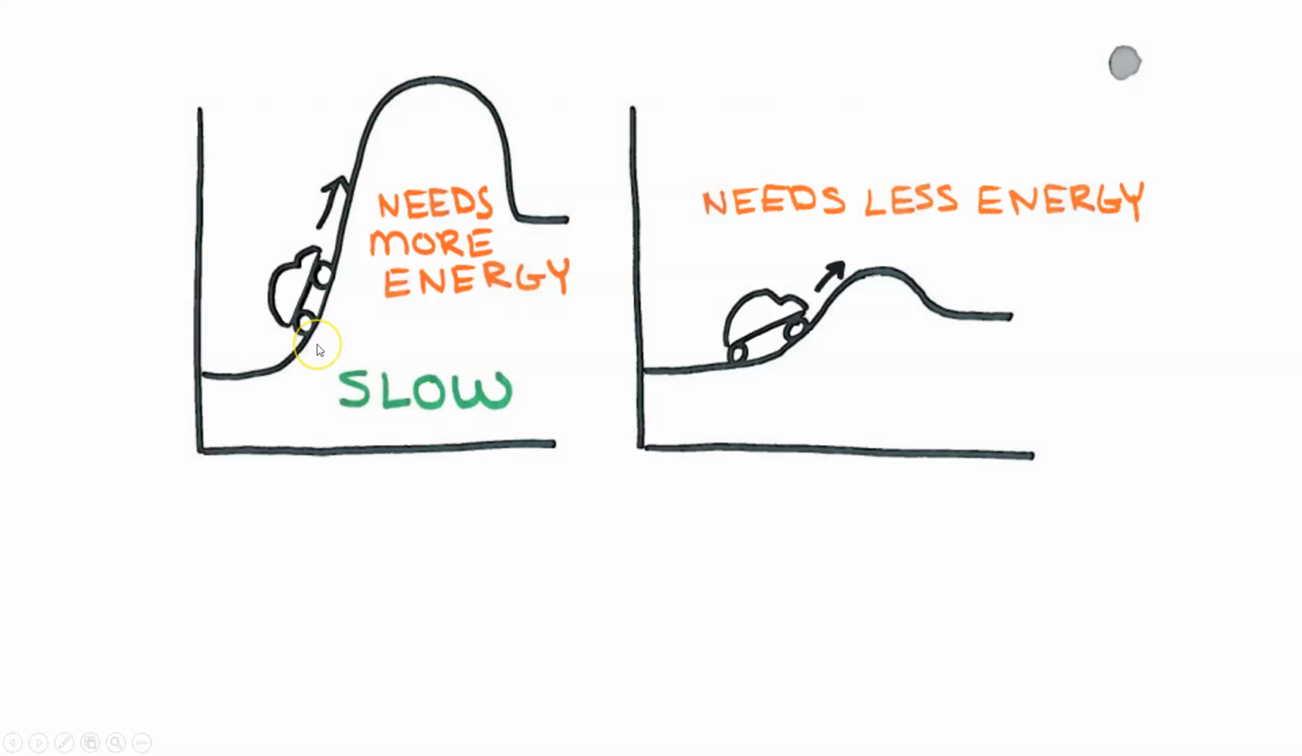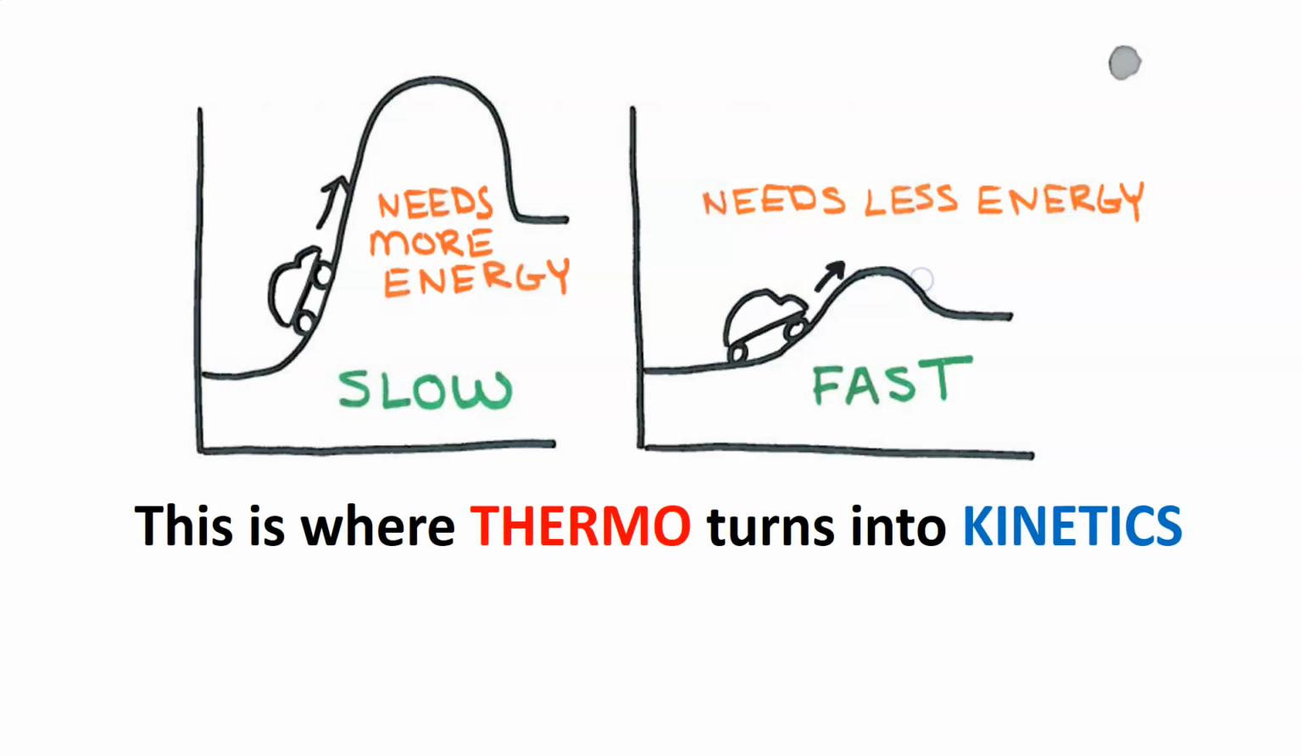But this turns into kinetics because if you think about it, if you need more energy to get the reaction started, it's going to take time for you to give the reaction that energy. And so that's going to be a slower process. It's going to take this car longer to get over that peak. This one is going to get over that peak very quickly because it doesn't need a lot of energy to be given to it. So we have this place where the thermo turns into the kinetics. You can answer the question from a thermodynamic standpoint, but that's going to give you the explanation for the kinetics.